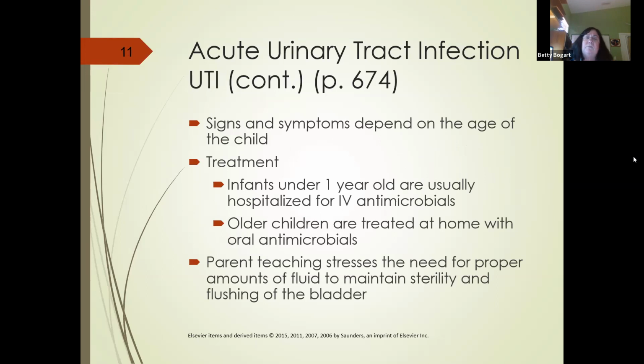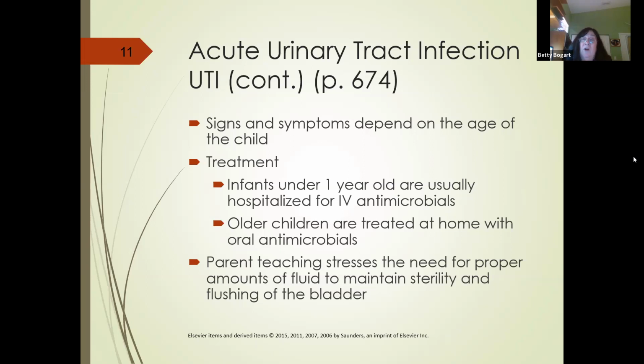So you see the treatment. Infants under 1 usually are hospitalized. And why do you think that? Well, remember their immune systems. Their immune systems aren't built up. They're not where they should be. They could go into overwhelming urosepsis from a urinary tract infection. So they're going to need IV antibiotics to make sure that we get that urinary tract infection completely treated.